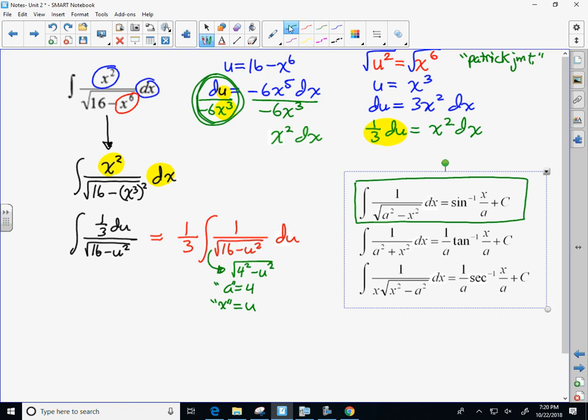And so now I know what the antiderivative is. 1/3, because there was a constant multiple, it's going to follow this model. So inverse sine of the x value, which is u, over the a value, which is 4, plus c, and then I just have to swap out the u for what it really is, in this case x cubed. So 1/3 inverse sine of x cubed over 4 plus c.